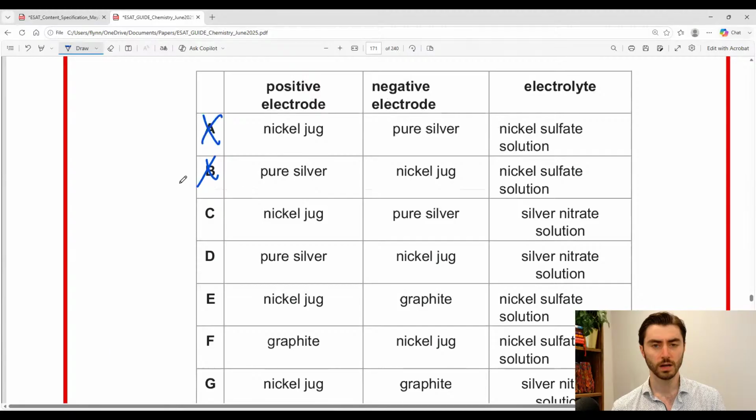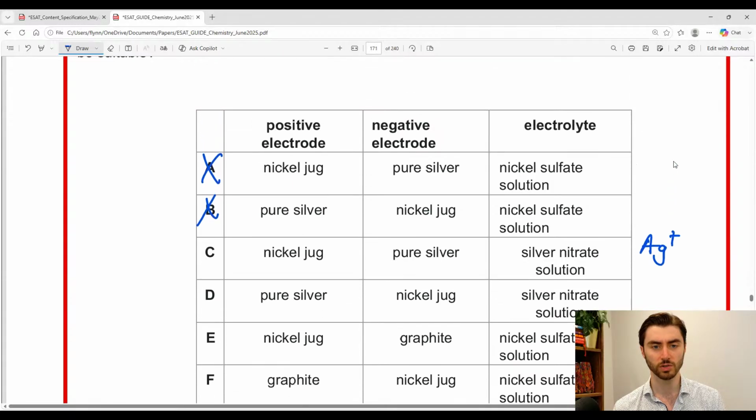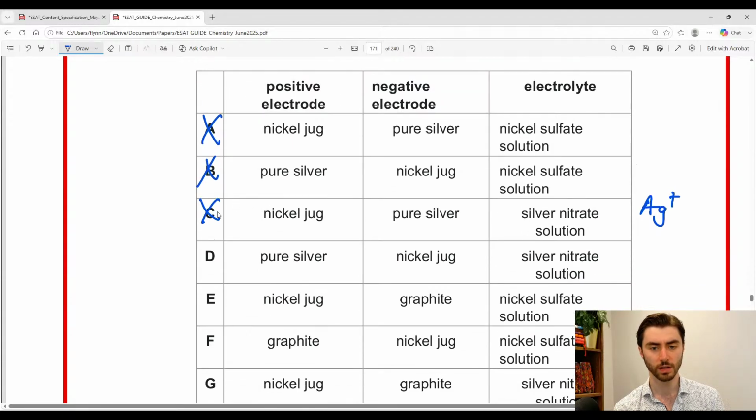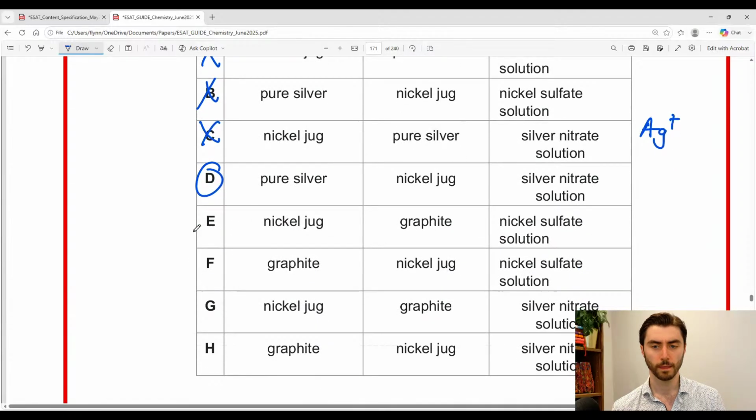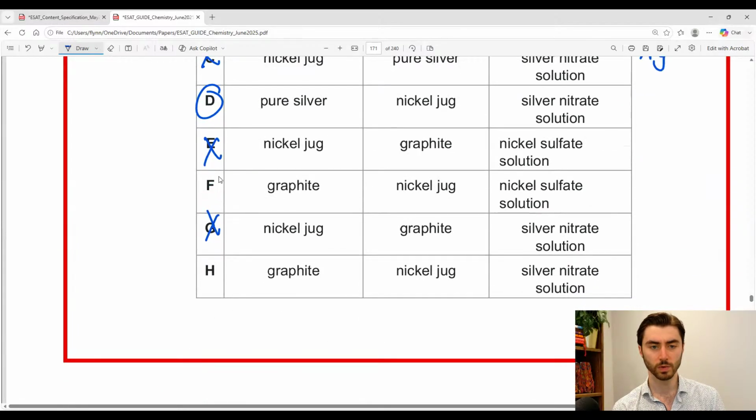So here we want, so the silver is silver plus, so it's going to go to the negative electrode. So the nickel jug has to be the negative electrode. That will work. And out of the positive electrode, you're going to get oxygen produced from the water in the solution. The nickel jug can never be positive. Here it doesn't work because there's no silver in the electrolyte. Here this would work.